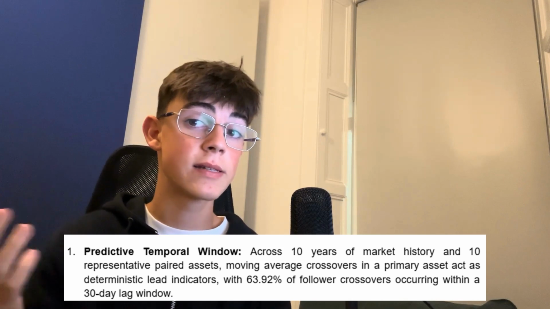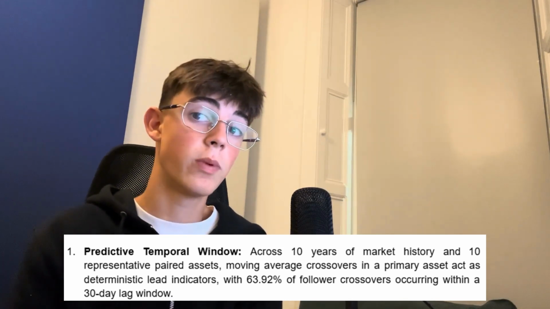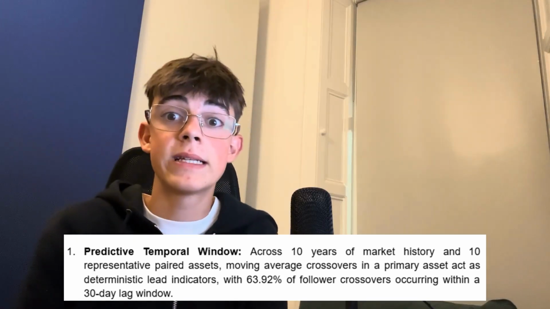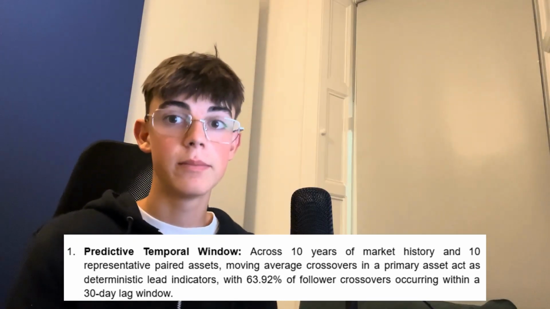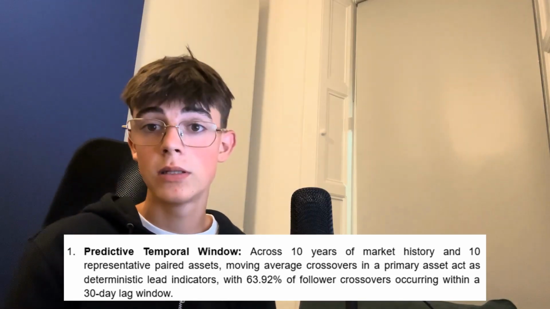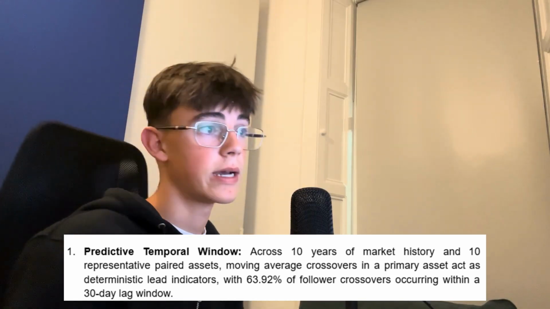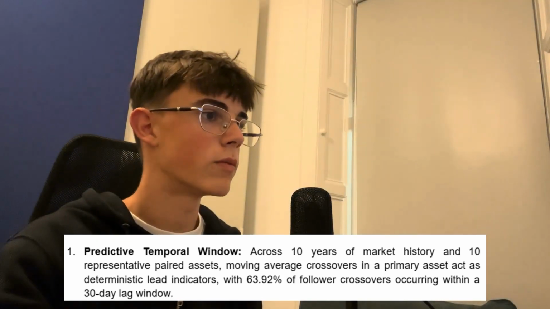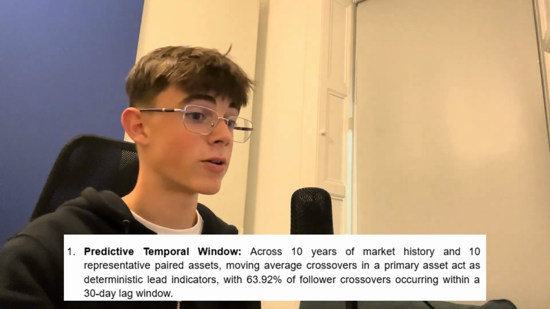After this, we can draw some conclusions. I'll leave the research paper in the description if you're interested in it. So we have a predictive temporal window. In fact, we have 63.92%, so basically 64% chance that a crossover happens before day 30, which is pretty good predictive power across 2,206 events looked at.